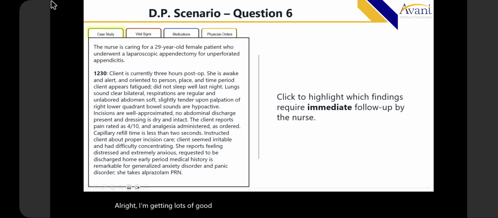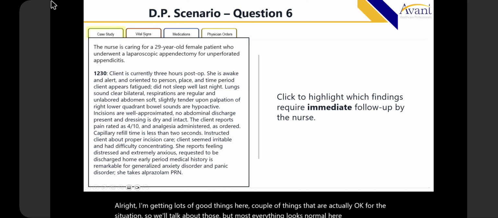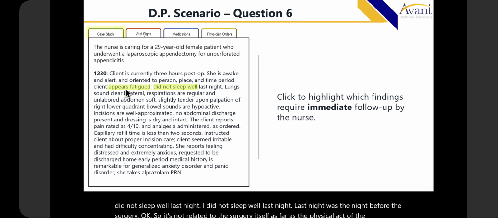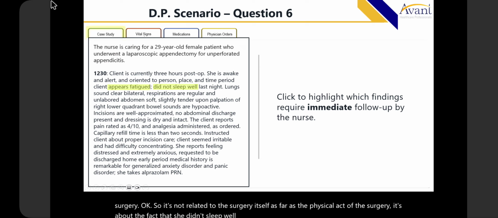All right, I'm getting lots of good things here. A couple of things that are actually okay for the situation, so we'll talk about those, but most everything looks normal here that you guys are suggesting, right? So first we want to talk about the fact that the client appears fatigued and did not sleep well last night. Last night was the night before the surgery, okay? So it's not related to the surgery itself as far as the physical act of the surgery. It's about the fact that she didn't sleep well before the surgery.